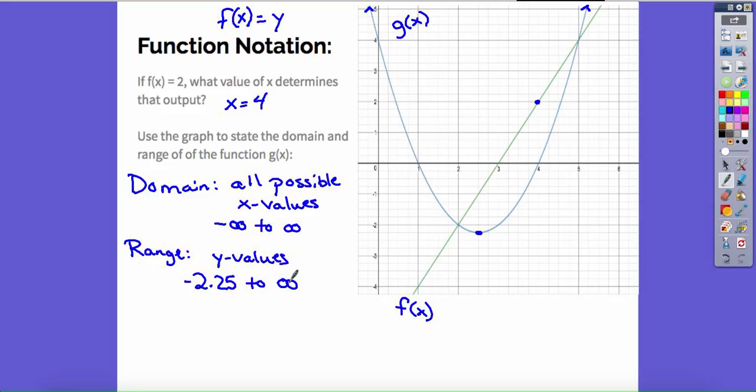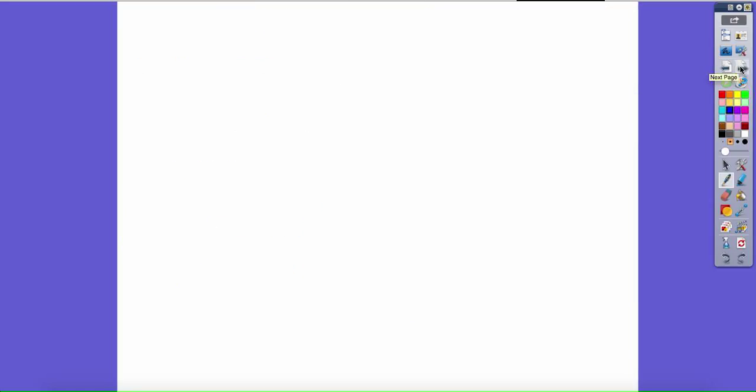So the difference between domain and range: domain is talking about x values, range is talking about y values. So that takes care of function notation.